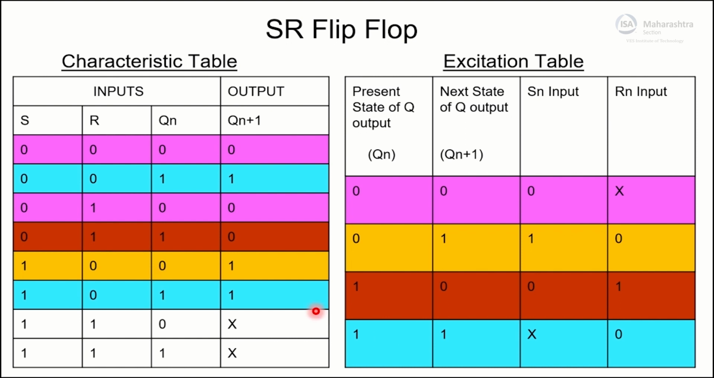Now let's move to the next row, highlighted in blue. When Q remains 1, at S equal to 0, R equal to 0, and at S equal to 1, R equal to 0, you observe this condition. So Rn will be 0, but Sn can be 0 or 1. So for Sn input, it will be in don't care condition, which is a cross again, meaning its input doesn't matter, and Rn will be 0.